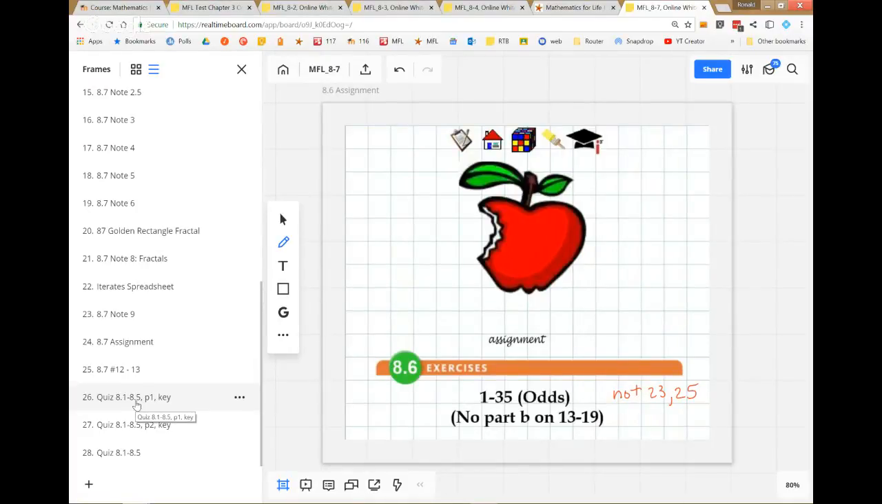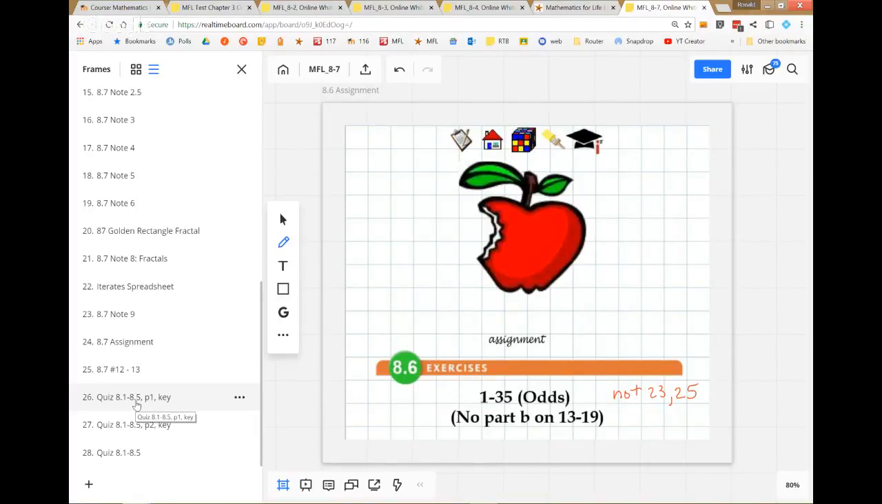Traversability means, can you go to every point without doubling up on any? That's kind of... you'll see. It's okay. That's way too simple to do it in that few words, but when you view the video, I think it'll make sense.